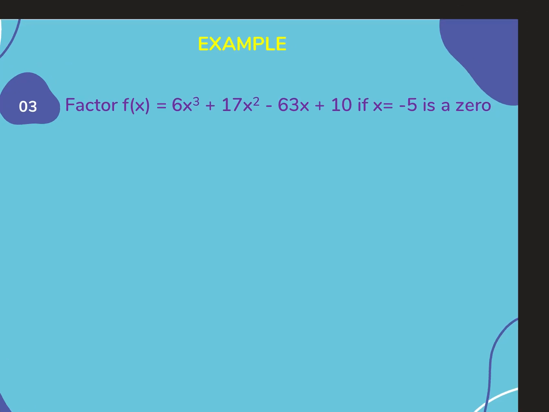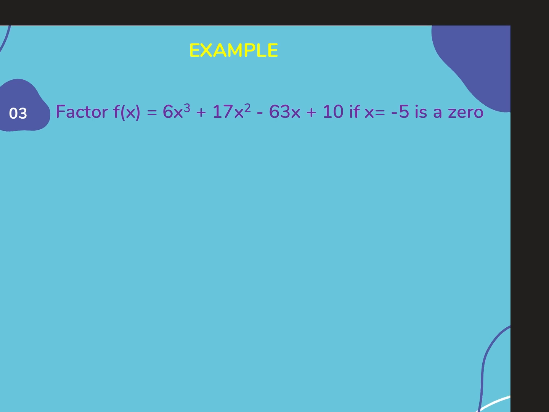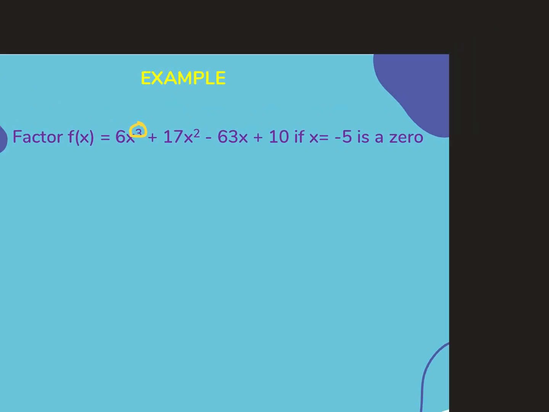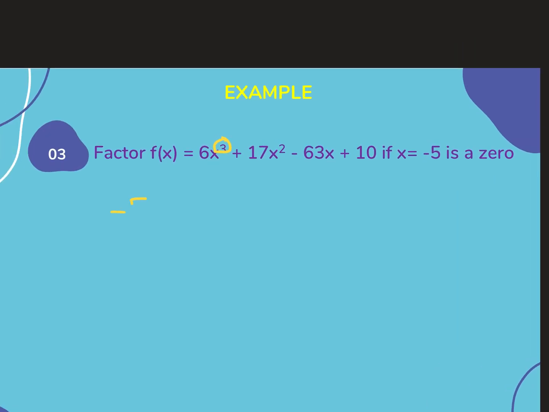Do you guys have this one next? I did things a little out of order. You'll see. All right, so how many answers are hidden in here? 3. Is it always 3? No, sometimes there's more. And then what am I using to synthetically divide? -5. So I'm going to put -5 over here.